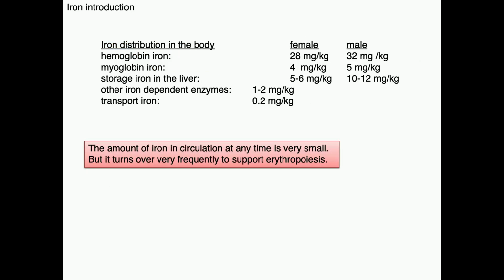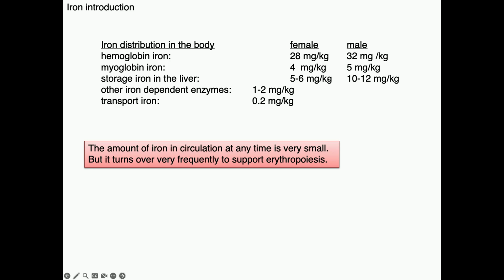Okay, so if we look again at that distribution of iron, on average, males have more iron in both the erythrocytes and in the muscle than females. So let's see, we've got the hemoglobin iron. This is the erythrocyte iron that's the most abundant. Then we also have iron in muscle and in other places, and I'll elaborate on what some of those are towards the end of the lecture.